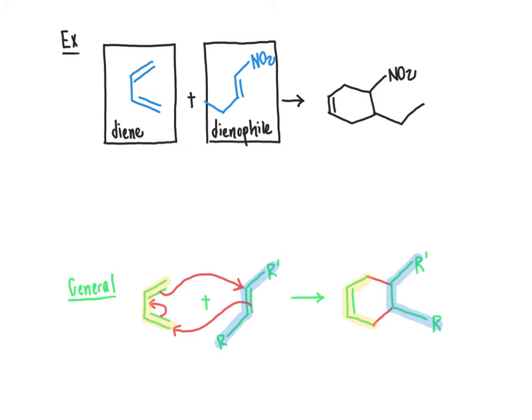But there are scenarios where if these two groups were shown as trans to one another, you would need to make sure to use a trans dienophile like we've done here. On the other hand, if the two groups were cis, you would need to start with a cis dienophile instead.